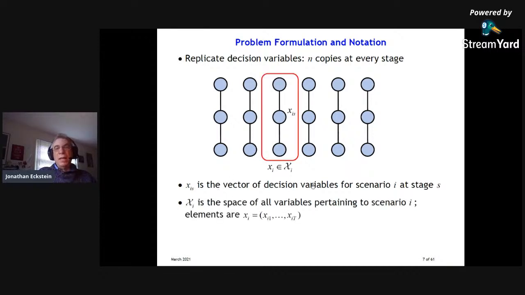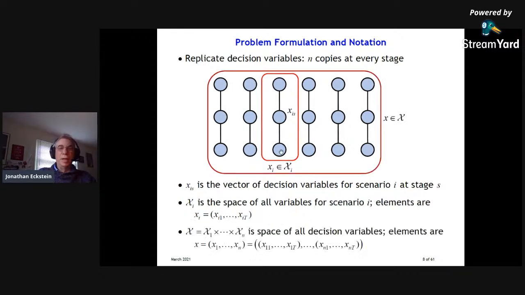Then the cursive X_i is the set of all variables pertaining to scenario i from all the stages, and we'll call a member of that little x_i. So if I knew in advance that I would end up at this node, these are all the decisions that I would make. And I'll call the space of all these decisions cursive X.